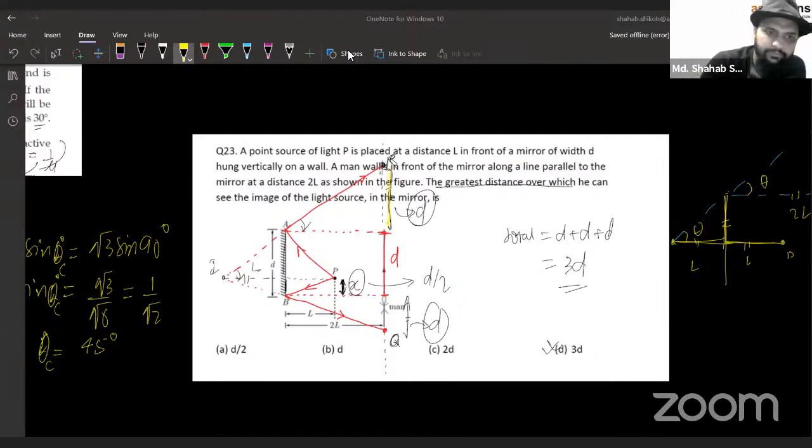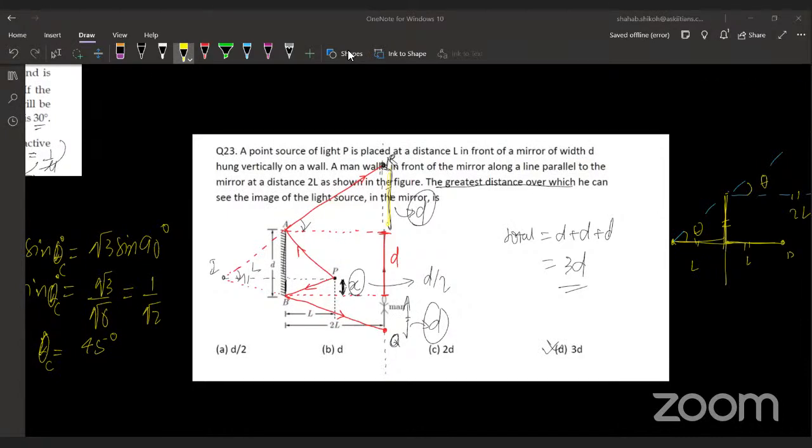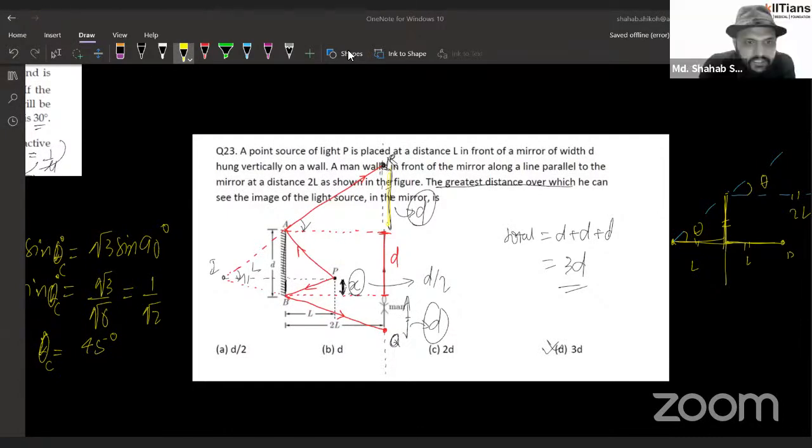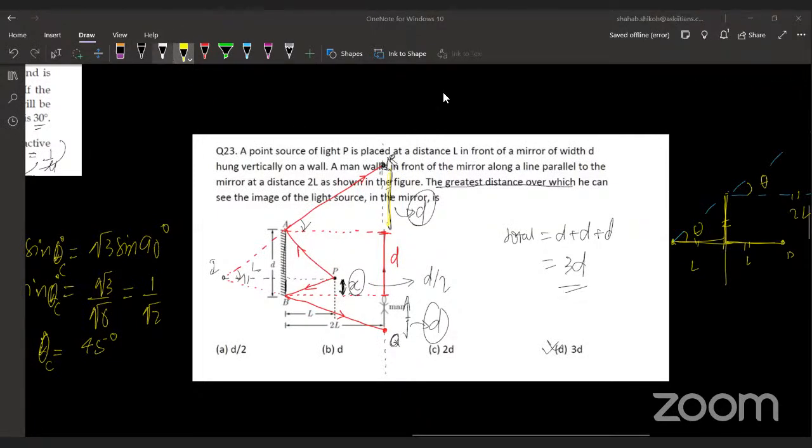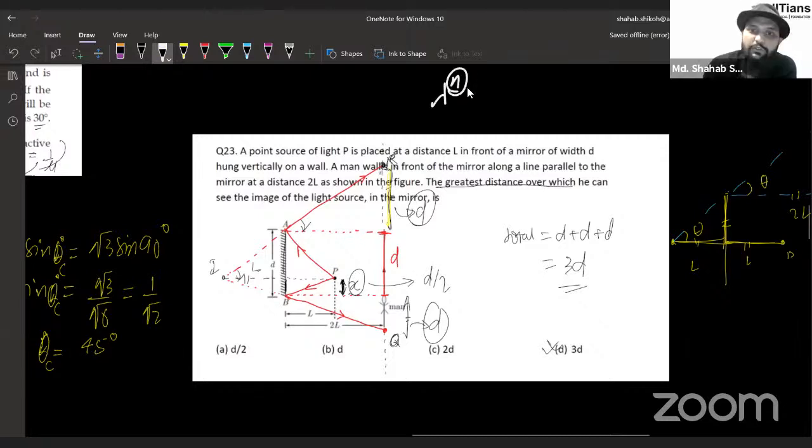Next question: the intensity of the scattered light varies with wavelength as lambda to the power... It is inversely proportional to the fourth power of lambda. So it will be -4. If it is lambda to the power n, and it is directly proportional, then you should put n as -4. Rayleigh criteria. Yeah, I taught this in detail.